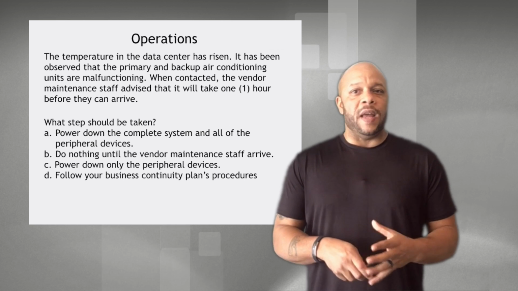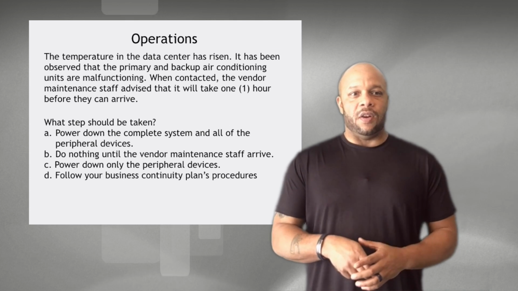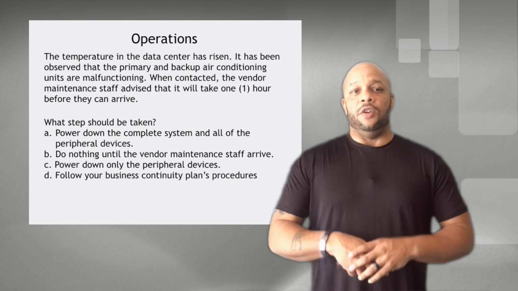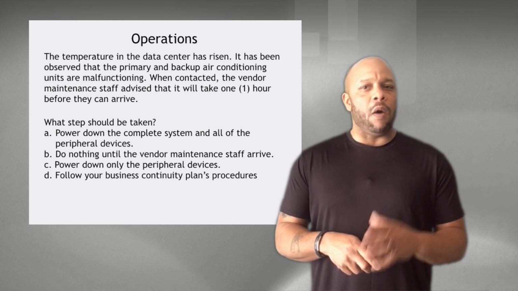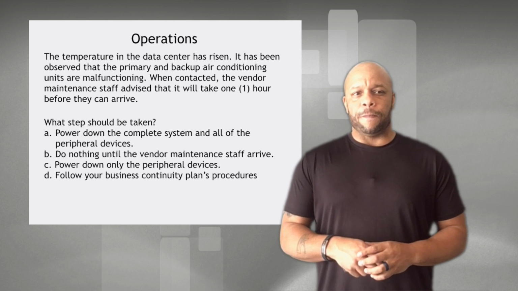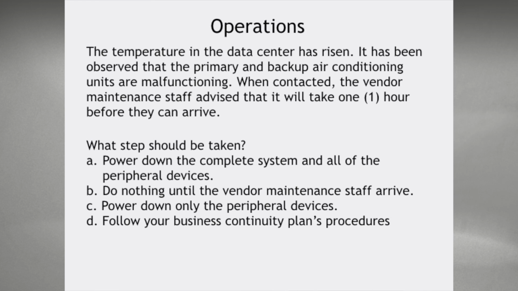So it's been observed that the air conditioning in your data center is beginning to malfunction. You've contacted the vendor and they've advised that they'll be able to get to it in about an hour. What should you do? A, power down the complete system and all of the peripheral devices. B, do nothing until the vendor maintenance staff arrives. Or C, power down only the peripheral devices. Or D, follow the business continuity plan procedures.